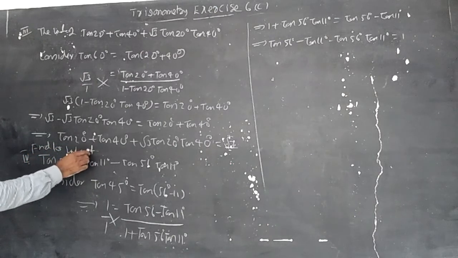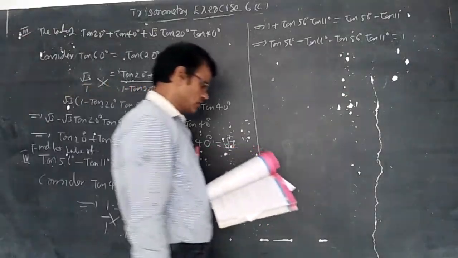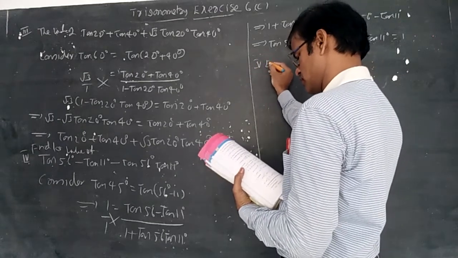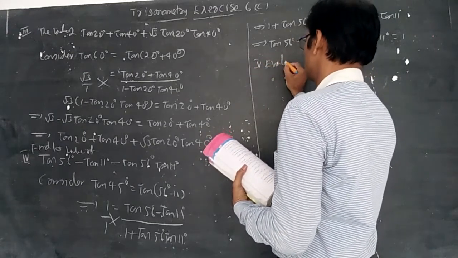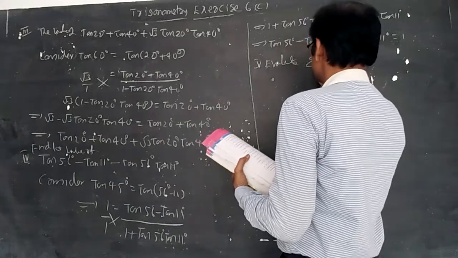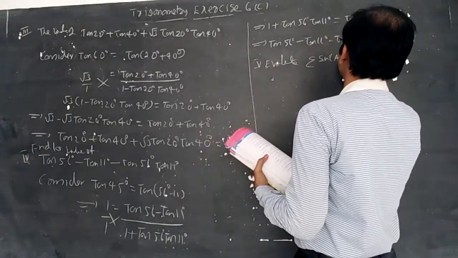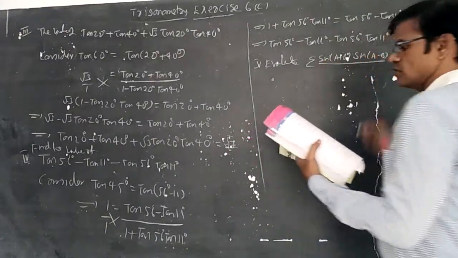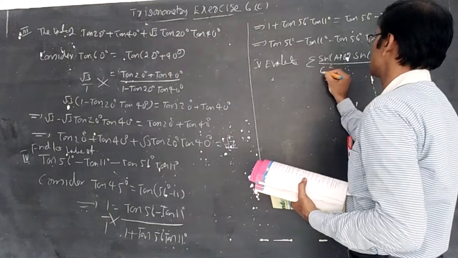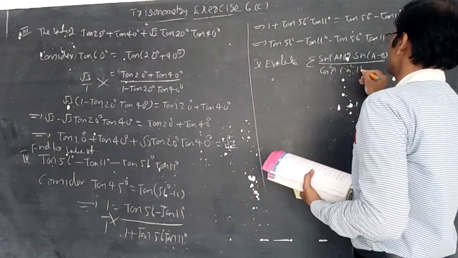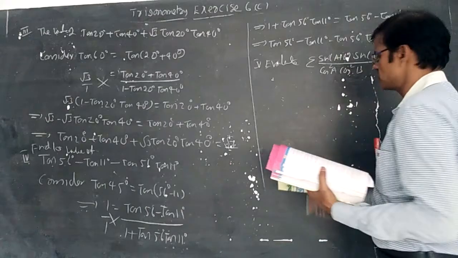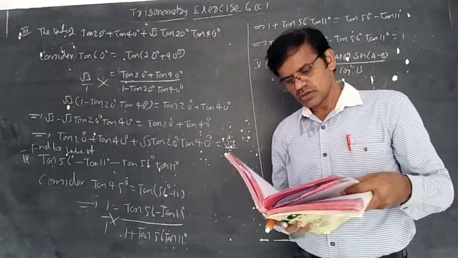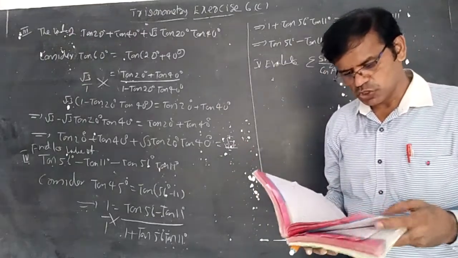Find the value of this. Now fifth one, evaluate: sigma of sin(a+b) sin(a-b) whole by cos square a into cos square b. You see the question, if none of cos a, cos b, cos c is 0.